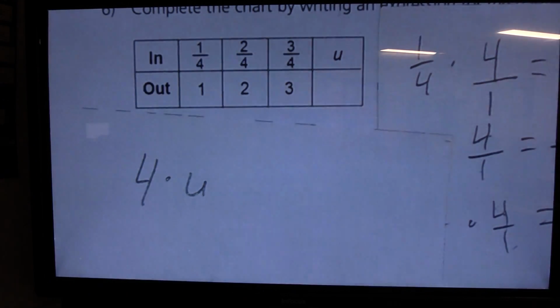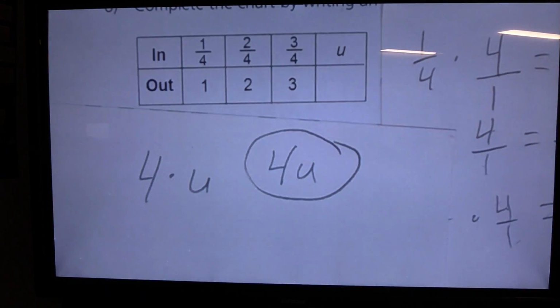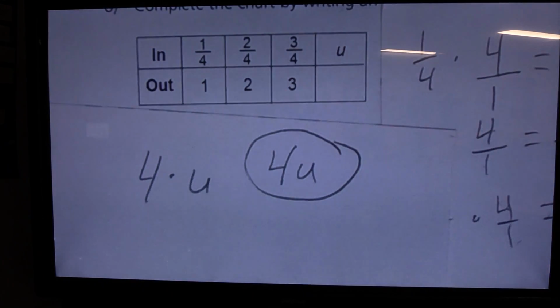4u. So our algebraic expression for this problem could be 4u. Then any given in data point that we get, whether it's 4/4, or 5/4, or if it's just a whole number like 50, you times it by 4, and it will give you the out data point.